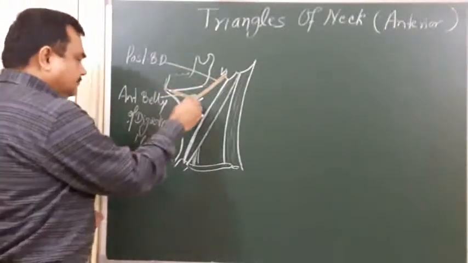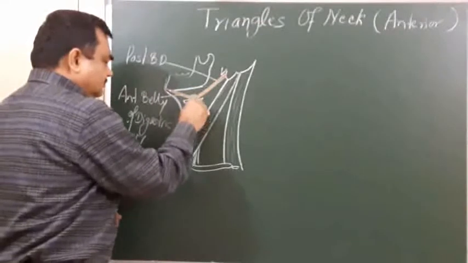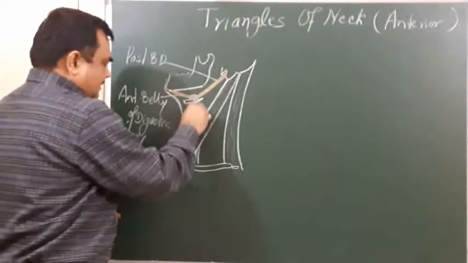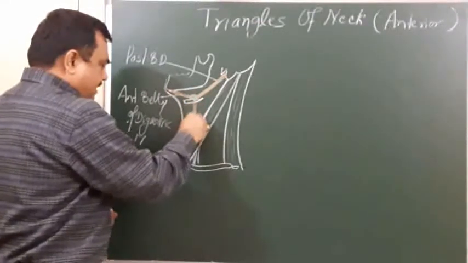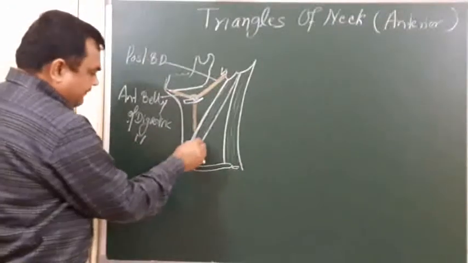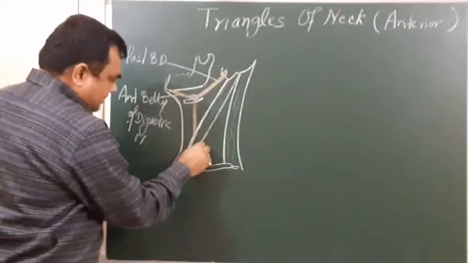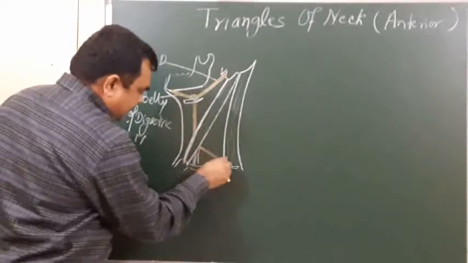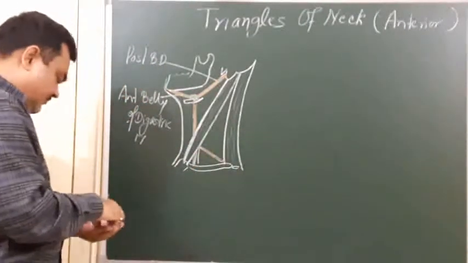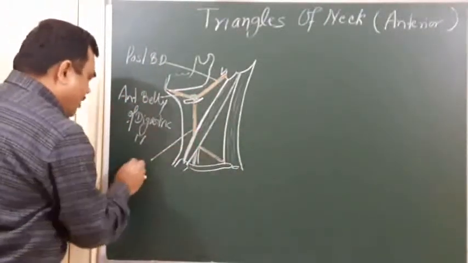And here is the superior belly of omohyoid, and here it turns. This is the inferior belly of the omohyoid. This is the superior belly of omohyoid.